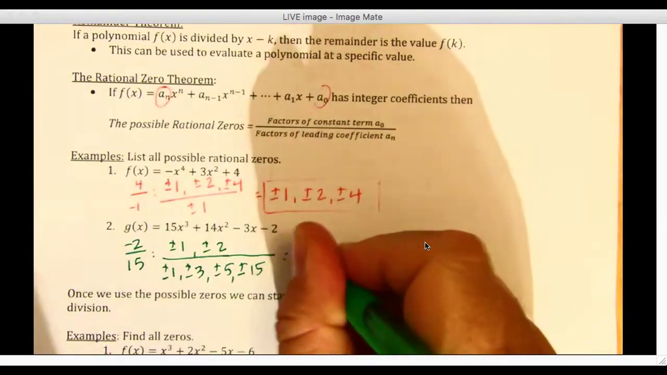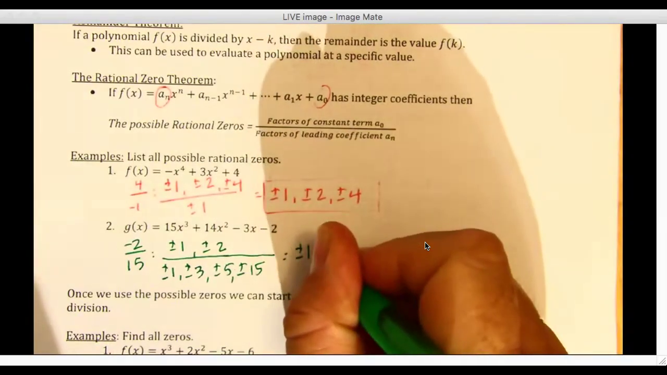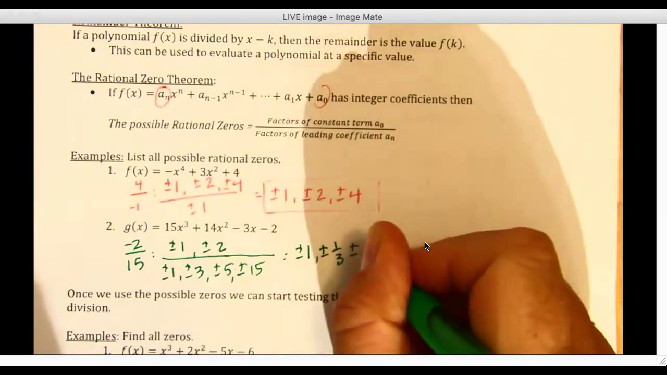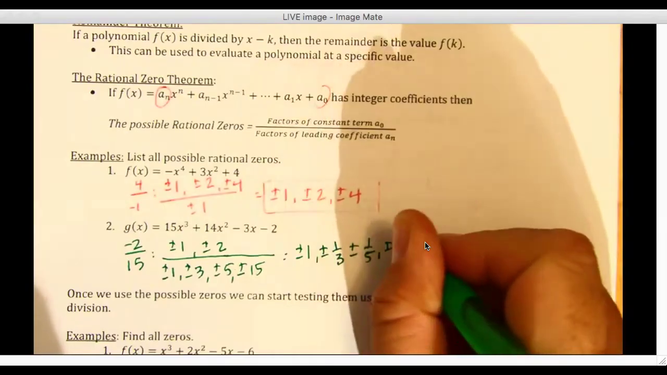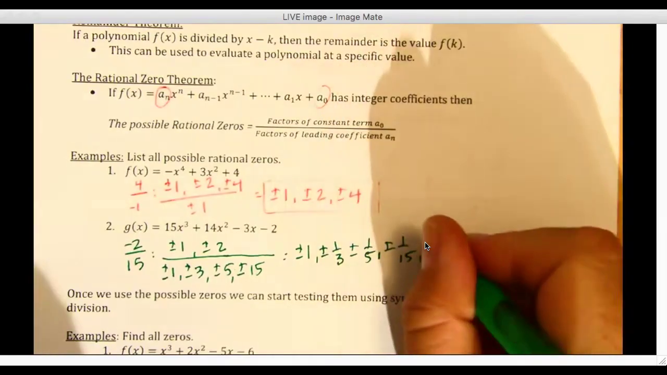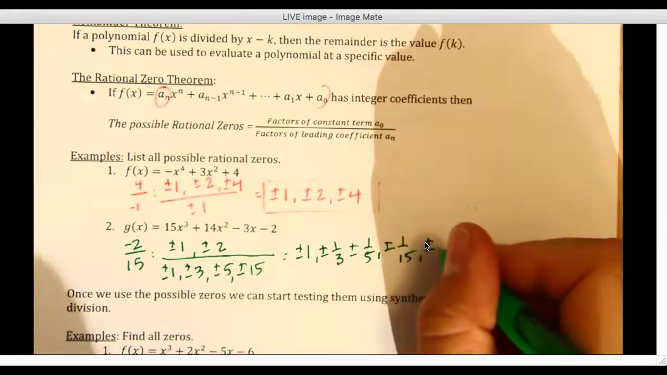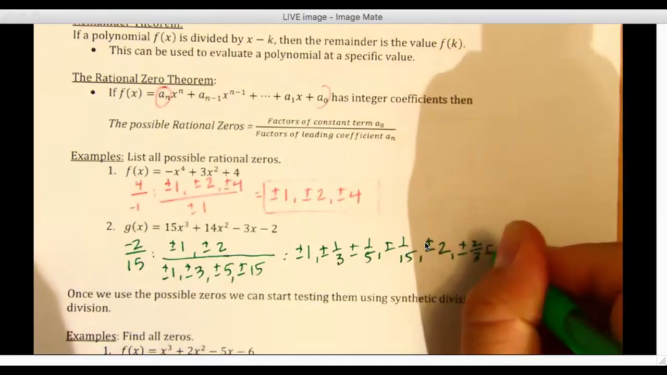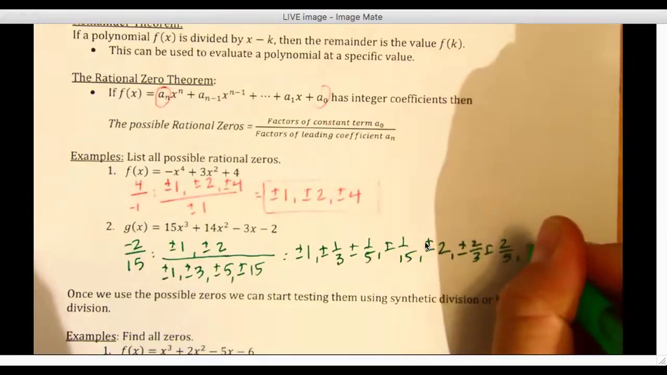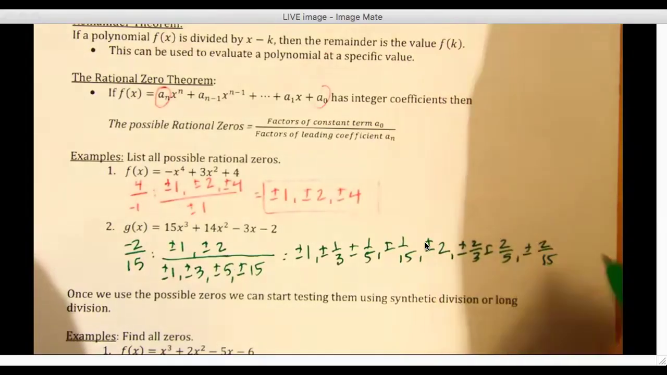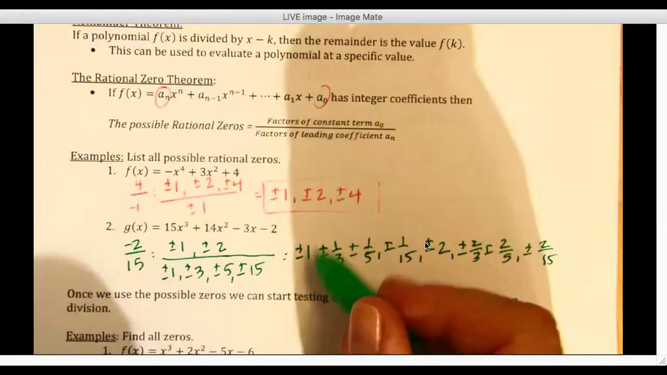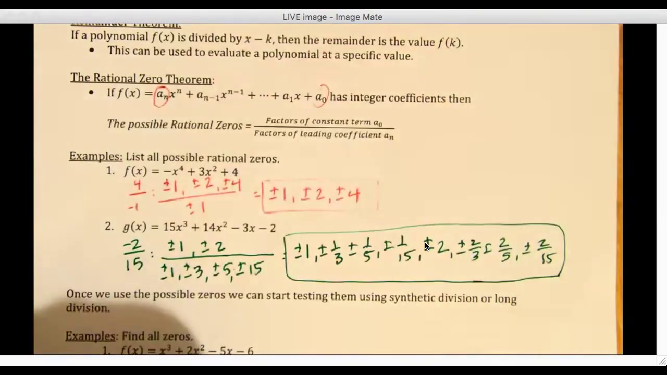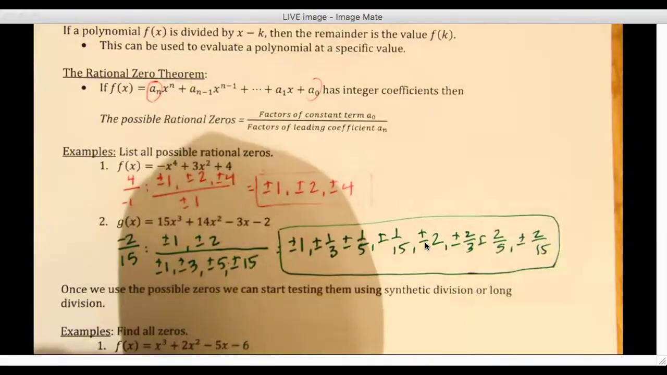So plus or minus 1, plus or minus 1/3, plus or minus 1/5, plus or minus 1 over 15, and then plus or minus 2 over 1, which is 2, plus or minus 2 over 3, plus or minus 2 over 5, and plus or minus 2 over 15. And those are all of the possible rational roots that I could plug into my function and see if they actually give me a root.